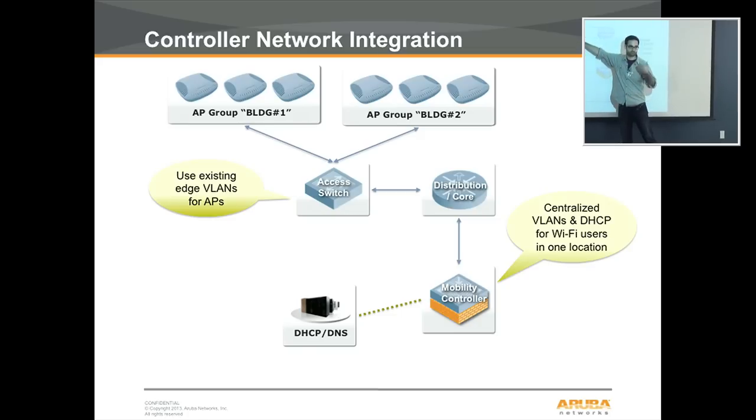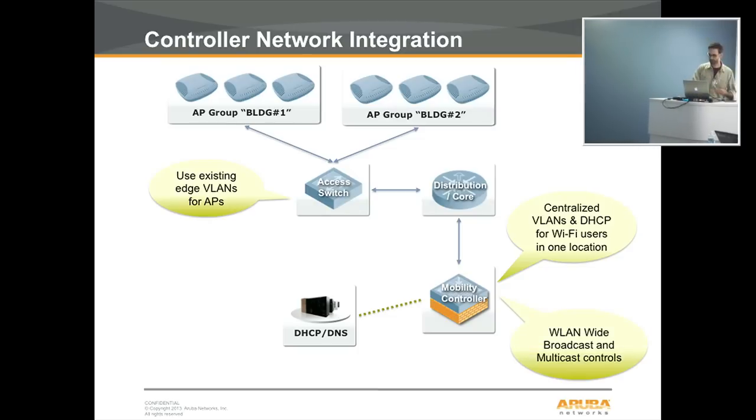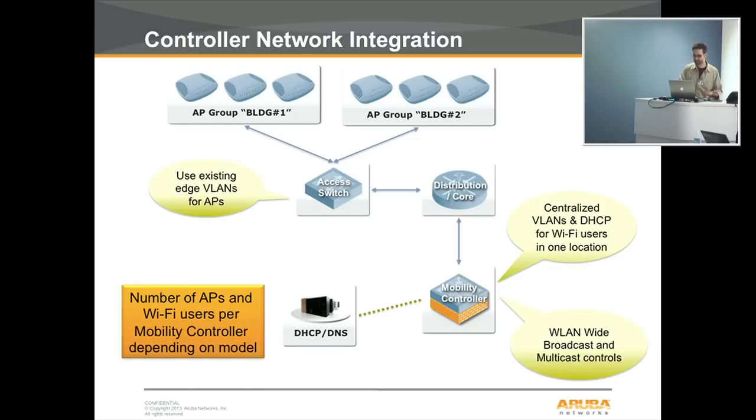Our recommendation is to use the existing VLANs for the APs because they're just another wired device. The traffic flows through the controller to the data center, back out to the core, wherever it needs to go. Right? So that's the biggest difference. We have broadcast, multicast controllers there, etc.